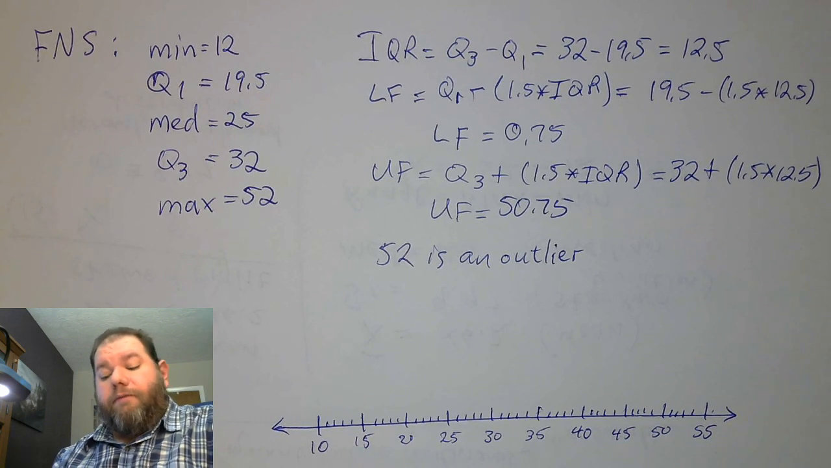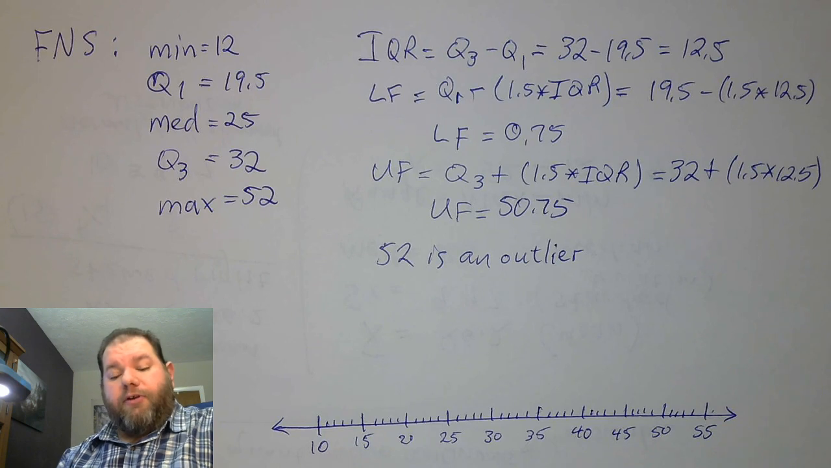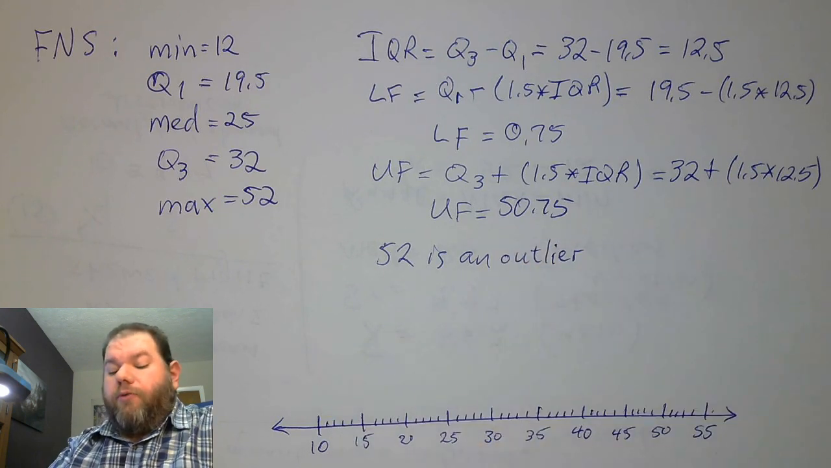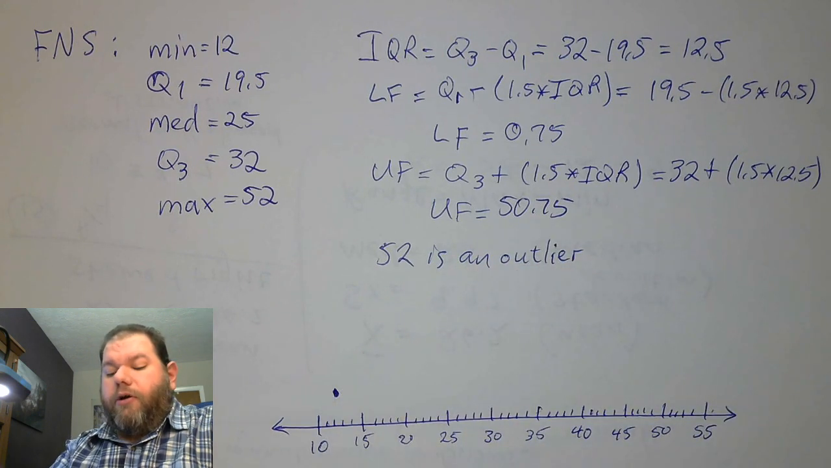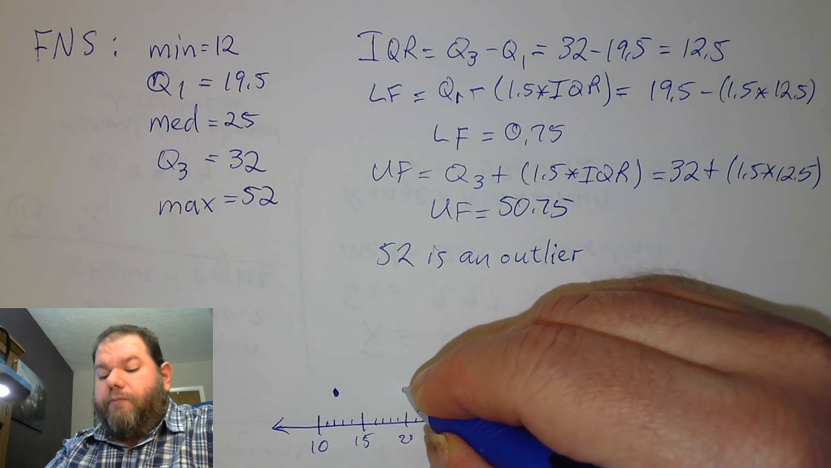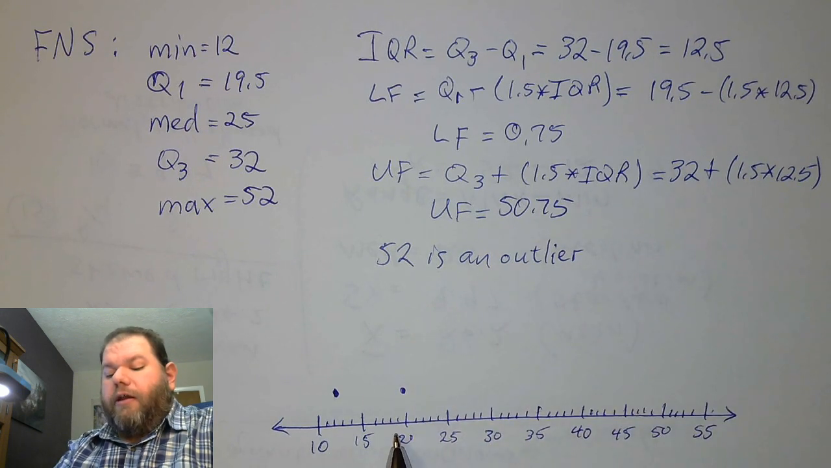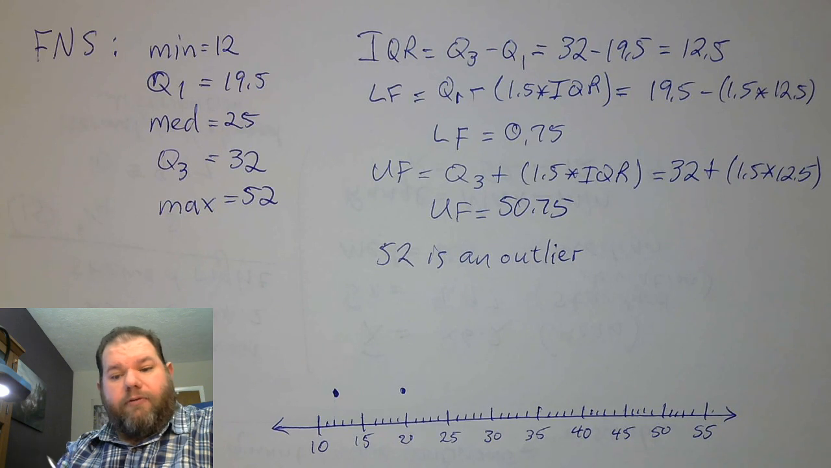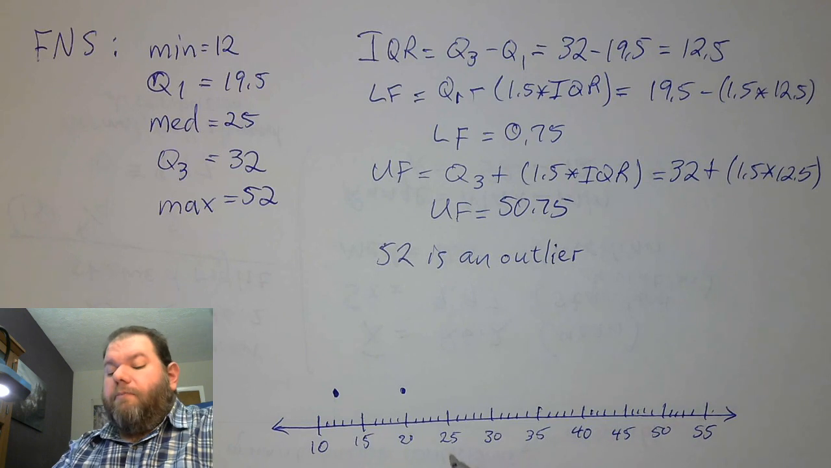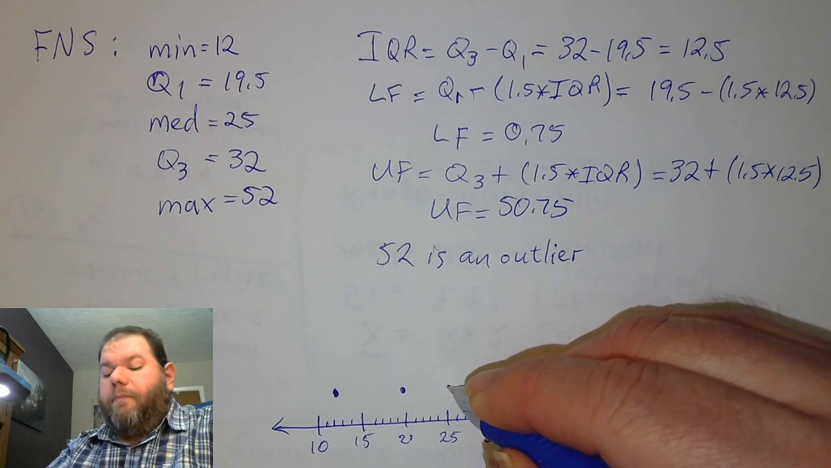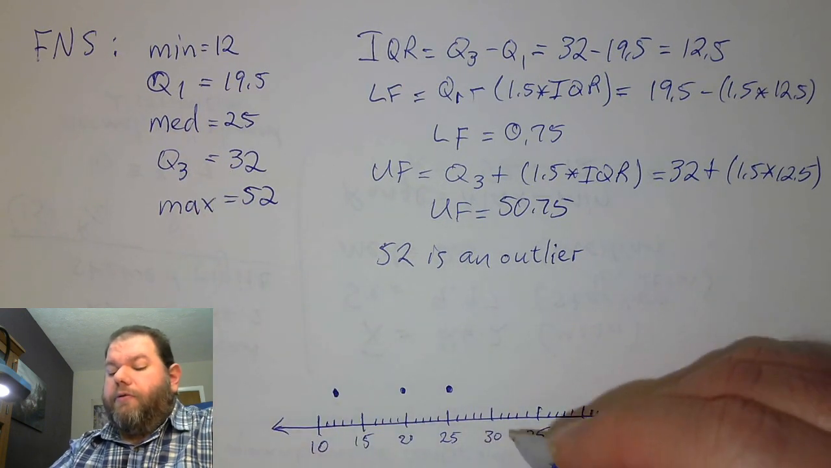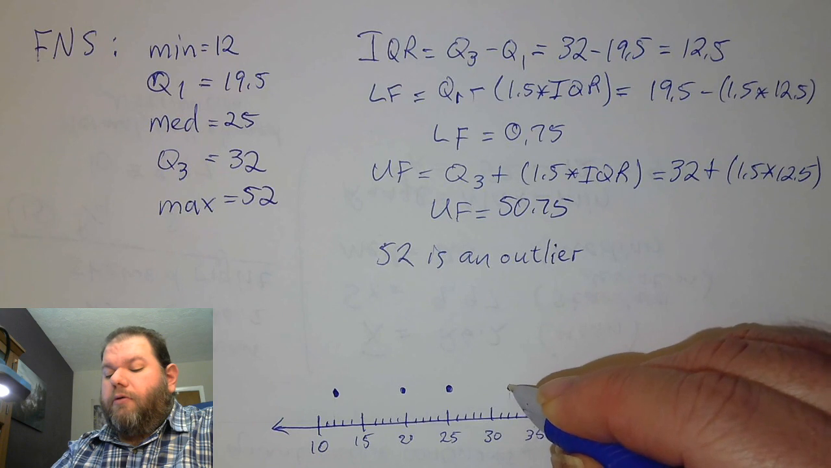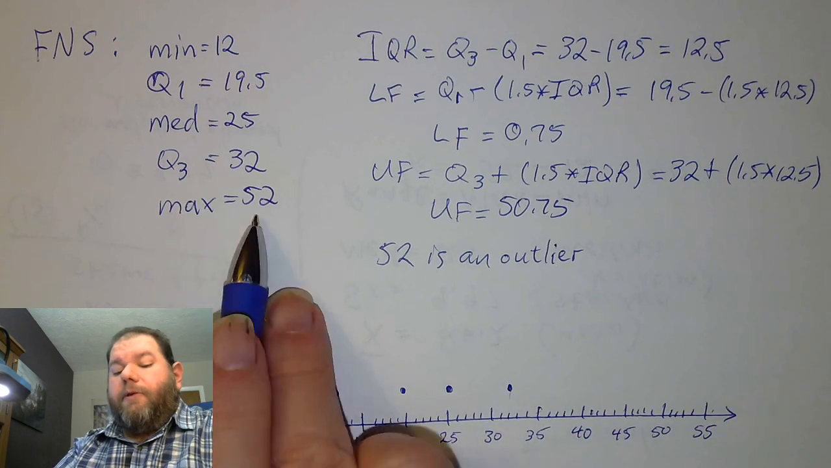So now, above this, I'm going to graph each of our 5-number summary values. We have a minimum of 12, which is right here. Our Q1 is 19.5, so I'll try to draw that halfway between 19 and 20, which is a very small difference. So it's okay if it's not perfect. Median is at 25. Q3 is at 32. And our maximum is at 52.